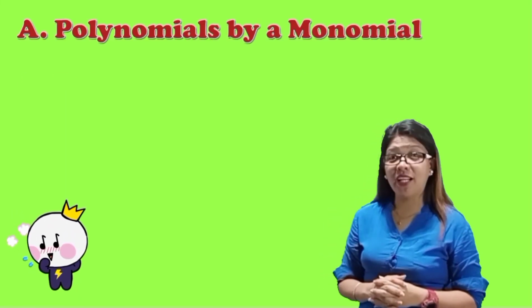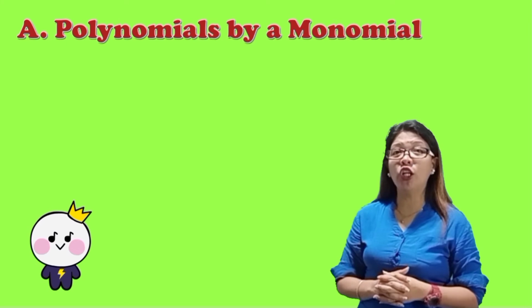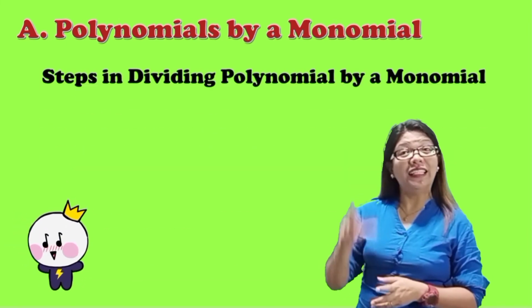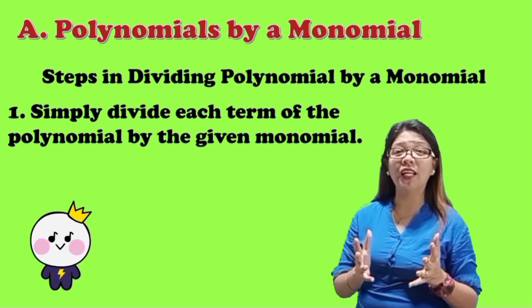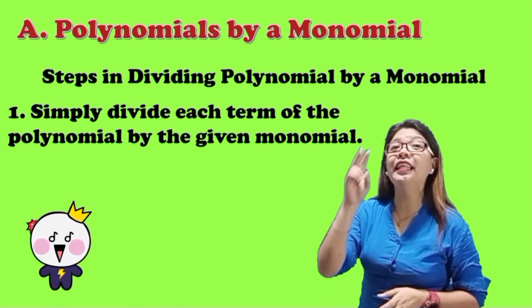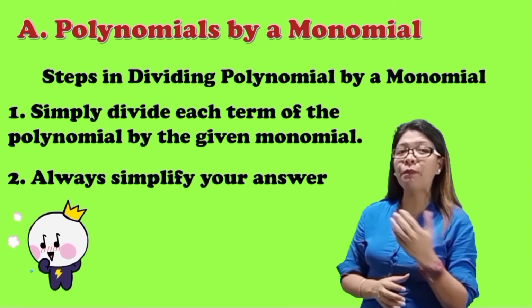Polynomials by a monomial. Steps in dividing polynomial by a monomial. Number 1. Simply divide each term of the polynomial by the given monomial. And number 2. Always simplify your answers.